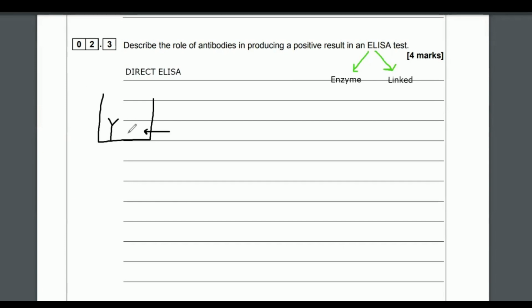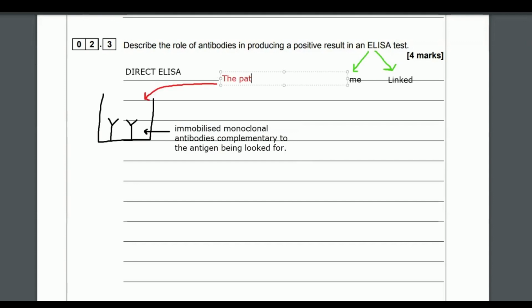Okay, so with the direct ELISA test, you can take some sort of beaker or some sort of well, and you're going to immobilize some antibodies, monoclonal antibodies, at the bottom of the well. These monoclonal antibodies are complementary to the antigen we're looking for. So imagine we're searching for some sort of flu virus and we know what the antigen is. We can make monoclonal antibodies that will bind to the antigen. We immobilize those monoclonal antibodies at the bottom of a well.